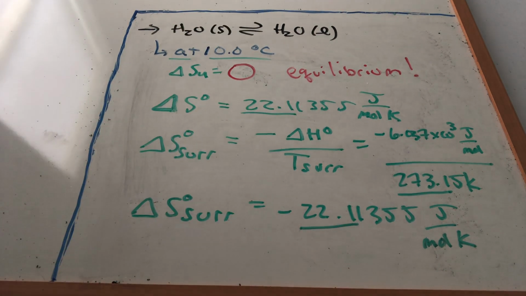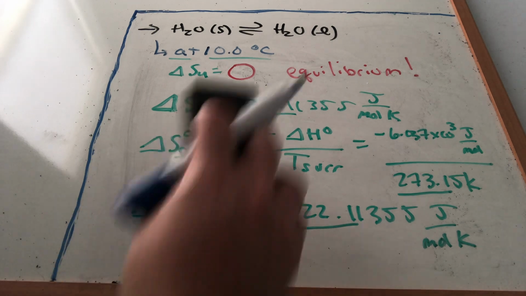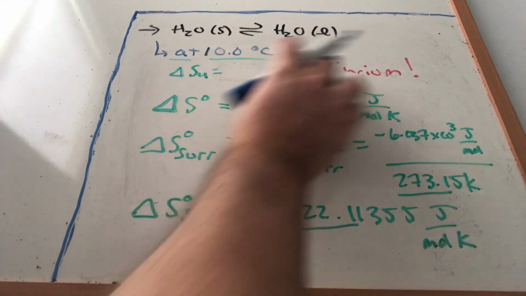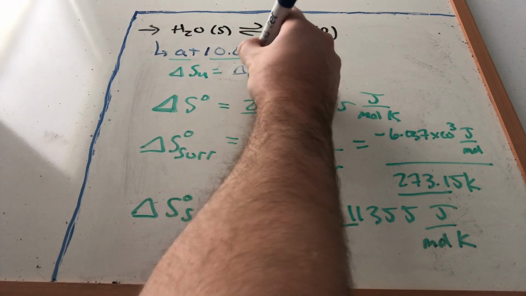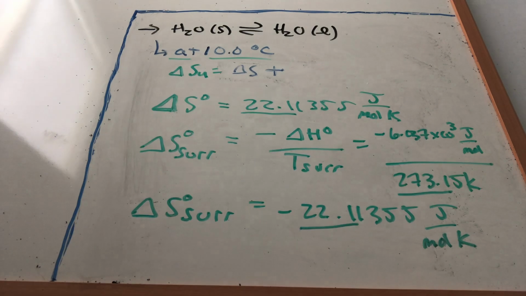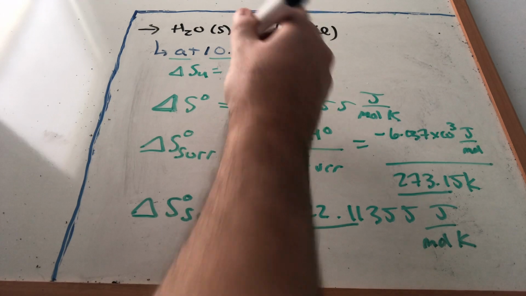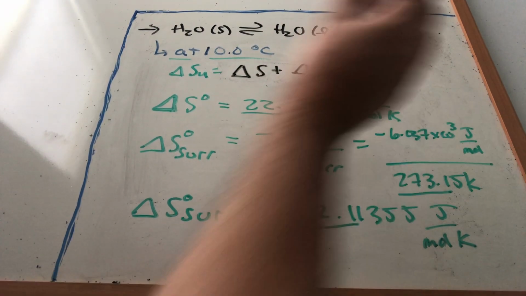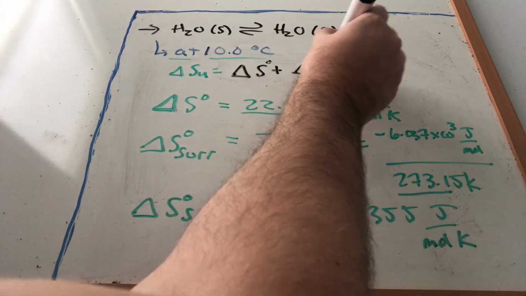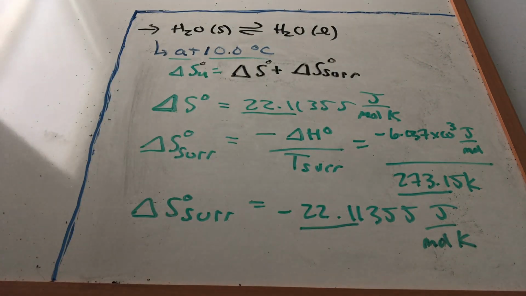Let's run this at 10 degrees Celsius instead. Delta S universe is still going to be delta S for my system plus delta S for my surroundings. This is done under standard conditions, so we can put little knots here. We could even put a little knot above delta S universe if we wanted to. We're running these at standard conditions. We'll do some work under non-standard conditions in the next section.